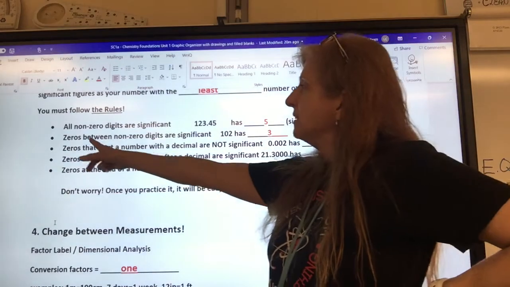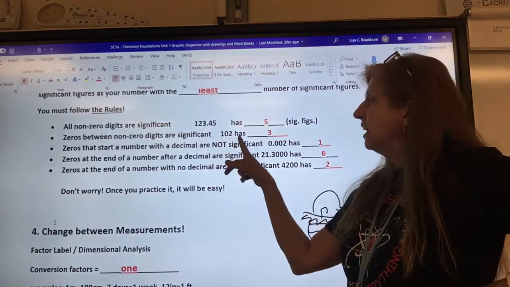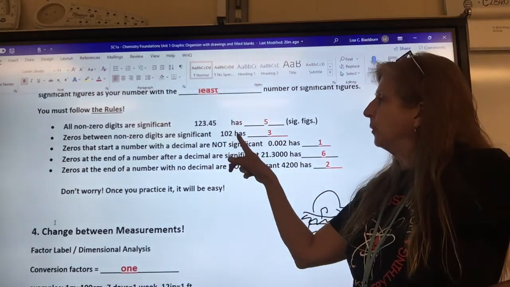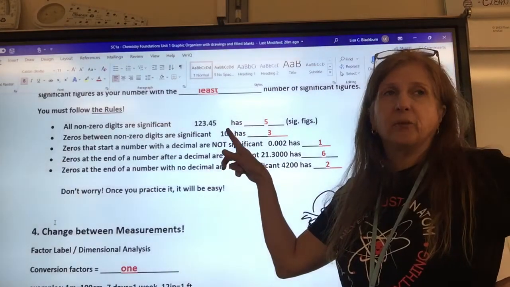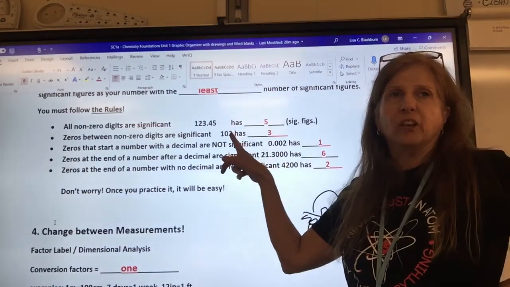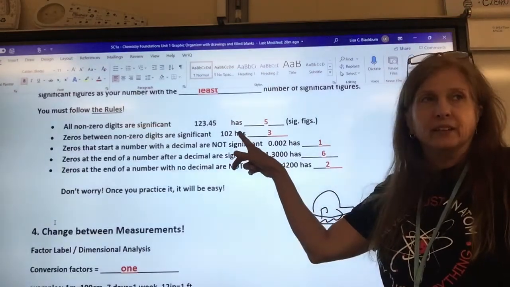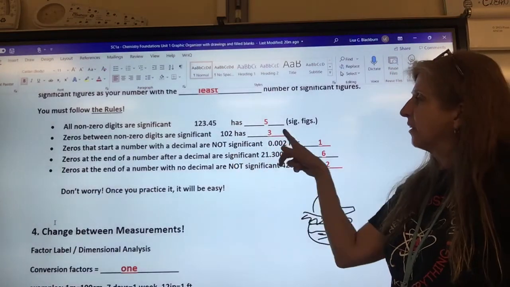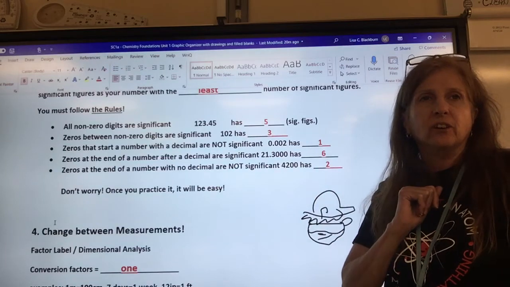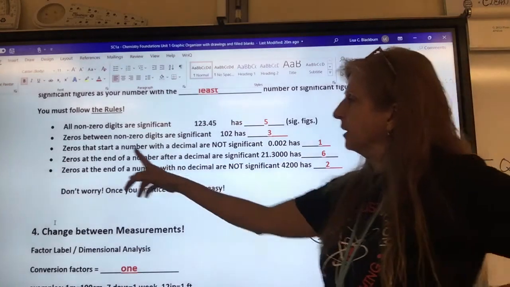Next rule. Zeros between non-zero digits are significant. So if a 0 is between 2 numbers that are not 0, like that 0 is between a 1 and 2, then it counts. It was measured. It's significant. So it was not augmented. So this one has 3 significant figures. Good? Okay, let's do our next one.